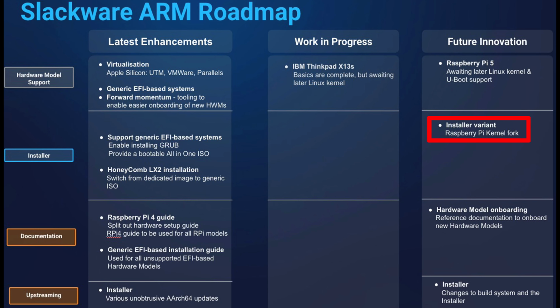So on the roadmap, I put this item to create a variant of the Slackware installer that, instead of using the standard Slackware kernel packages, would replace them with the Raspberry Pi Kernel Fork version of it. Other than that, it's identical. In a previous video, we were collecting together the specification of a tool that will process the Slackware installer image and replace various components with the Raspberry Pi Kernel Fork versions and make a few other modifications.